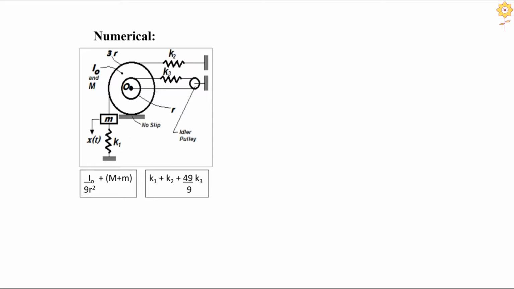K1, K2 and K3, and we are required to find the equivalent system parameters. Because only x is given to us here, that will be the basic coordinate, and these are the values that we are supposed to get: M equivalent in kilograms, and K equivalent in Newton per meter. So let me start with the kinetic energy.